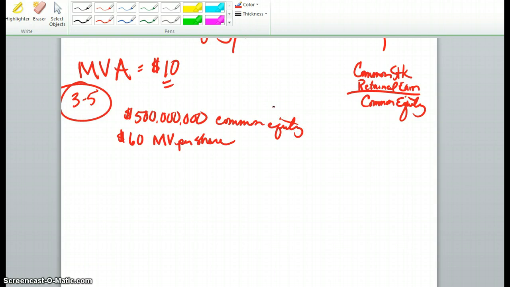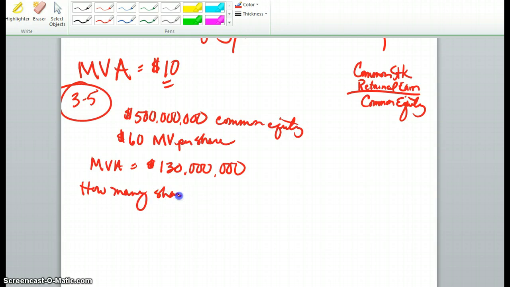What else does it tell us? It says its market value added is 130 million. So market value added equals 130 million. So the question is, how many shares are outstanding?